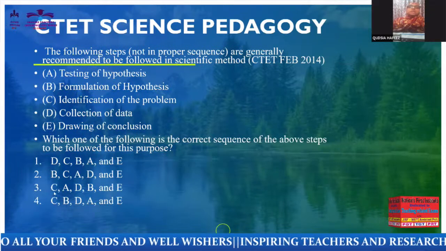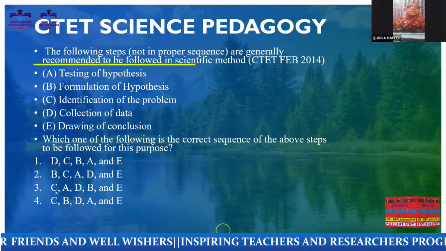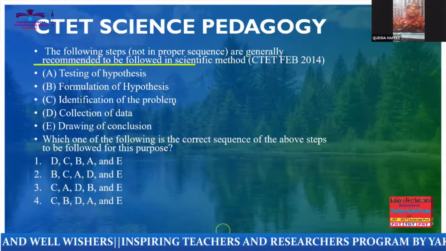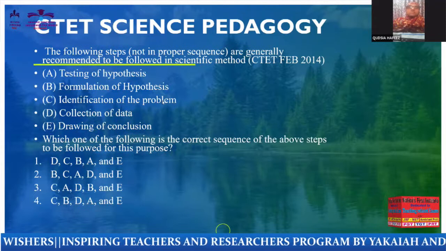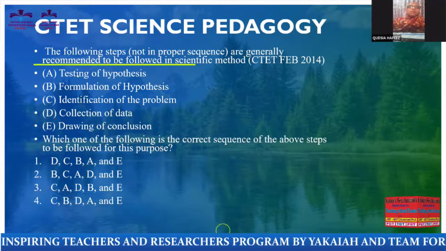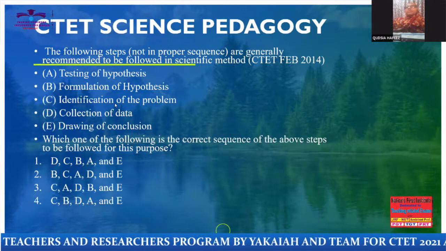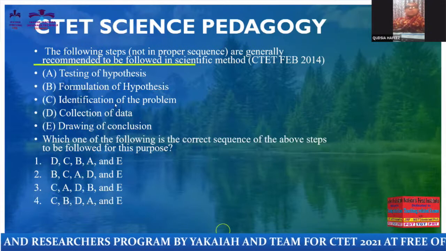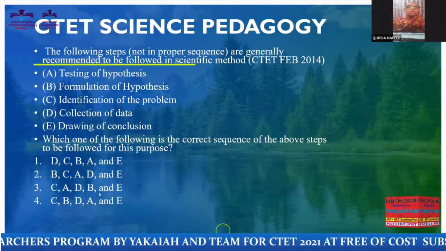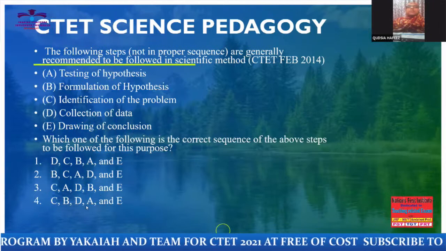Third option C, A, D, B, E. C is identification of problem. Yes, identification of problem is the first step. Next, A, testing of hypothesis. No, immediately after identifying the problem, we cannot test the hypothesis. Okay, so third option is not the right one. Fourth one, C, B, D, A, E.